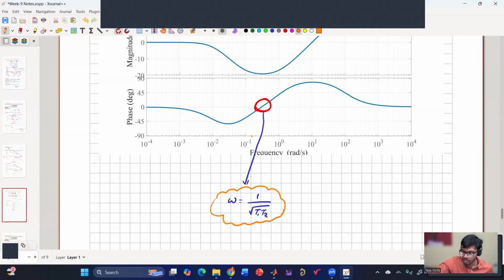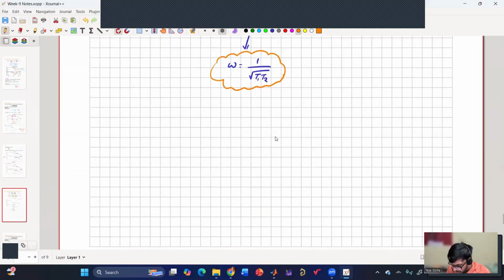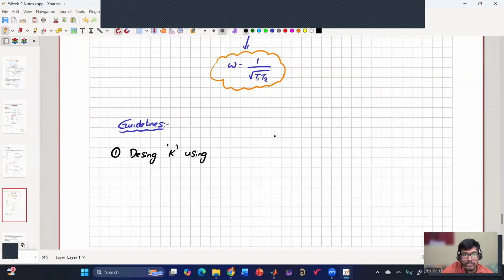Okay. So here, what are the design guidelines that we are going to follow? Guidelines. Again, it's always the same. First, design K of the controller using the steady state error gain specification, or steady state requirements or specifications.